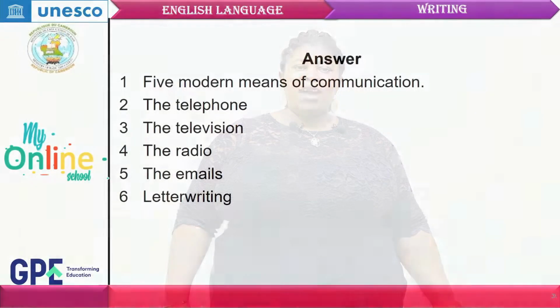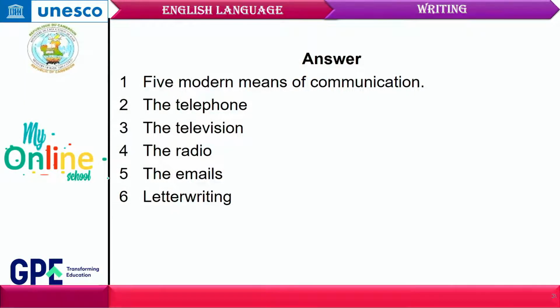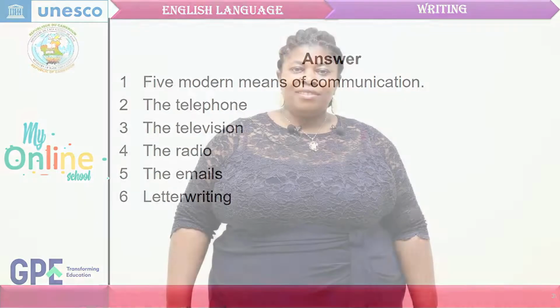Are you done? Okay. Here we have 5 modern means of communication: the telephone, the television, the radio, emails, letter writing. Did you mention any other one that I didn't write here? Good job. If you had any of these, give yourself a tick for each correct answer.